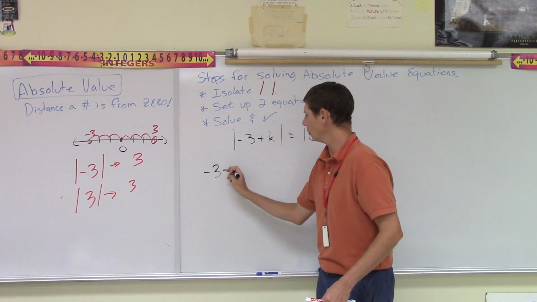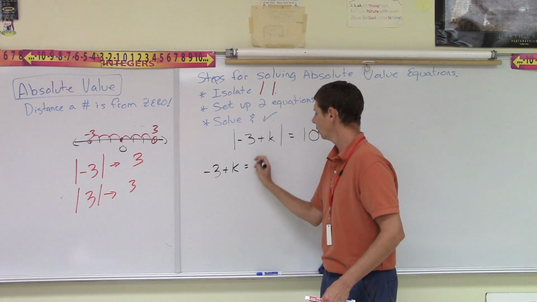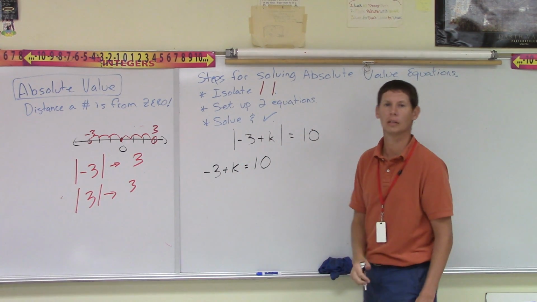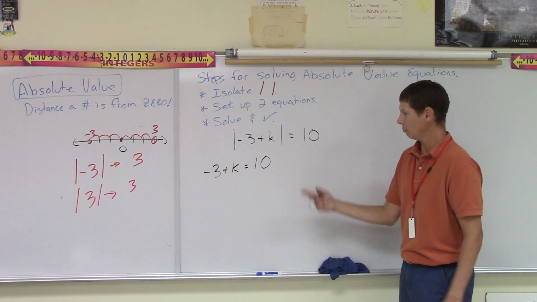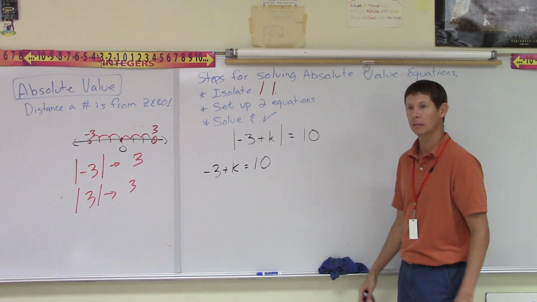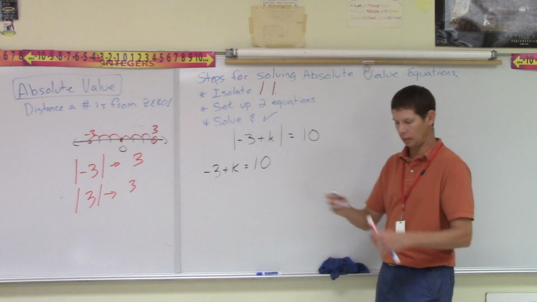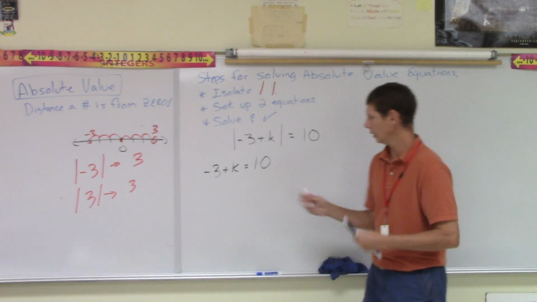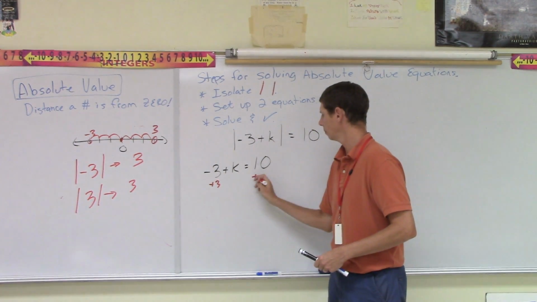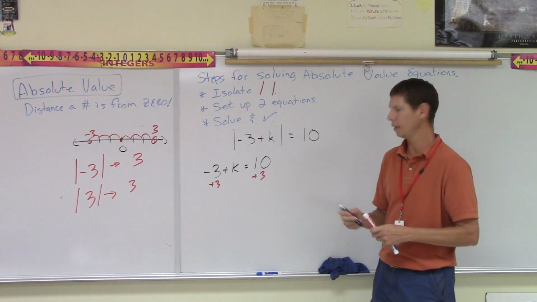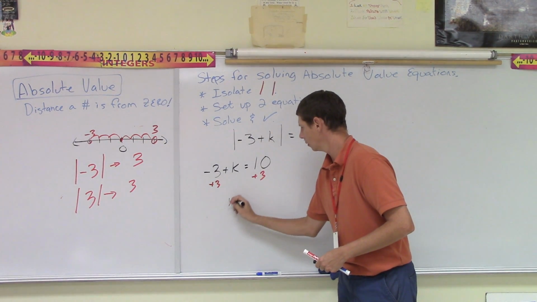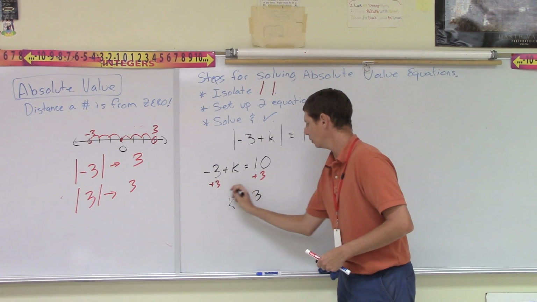We pretend like the absolute value bars aren't even there. So we say, all right, negative 3 plus k equals 10. We solve it like normal. Add 3 to both sides. And k equals 13, we think.